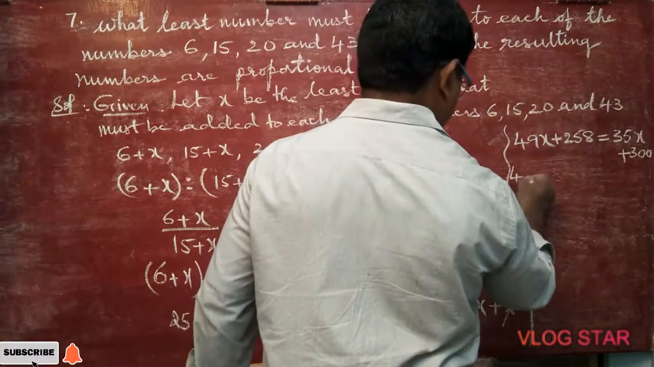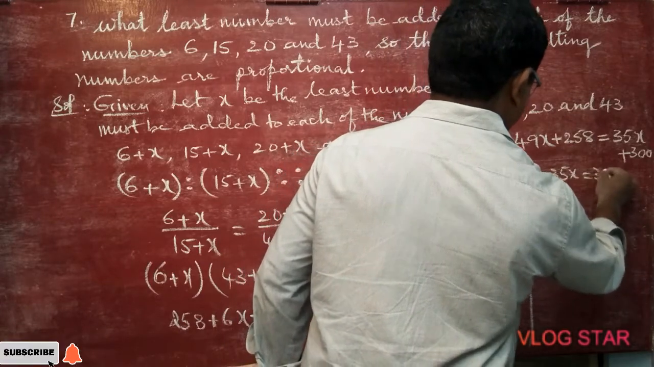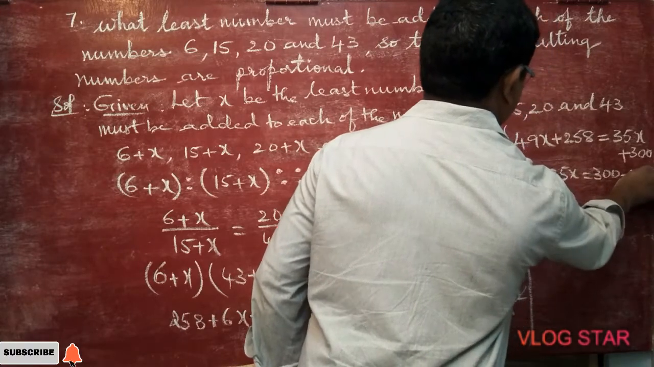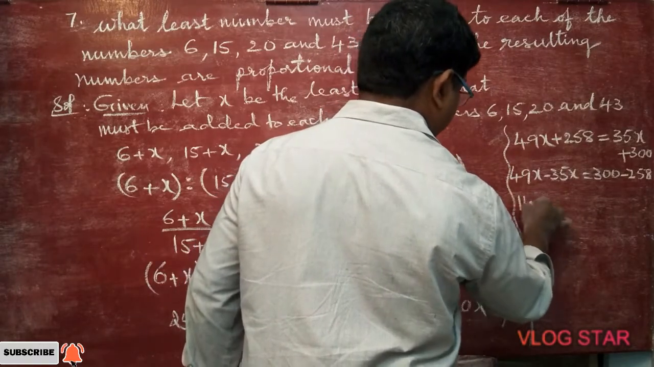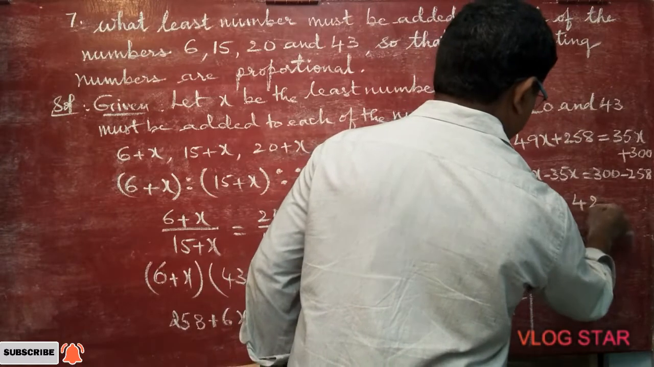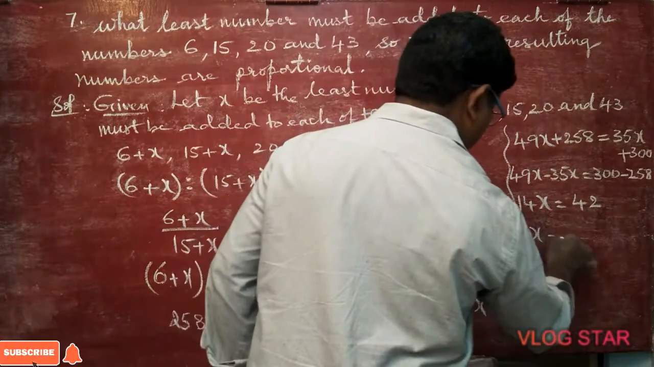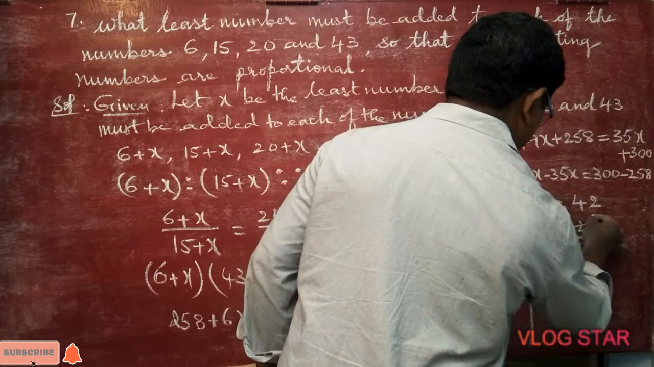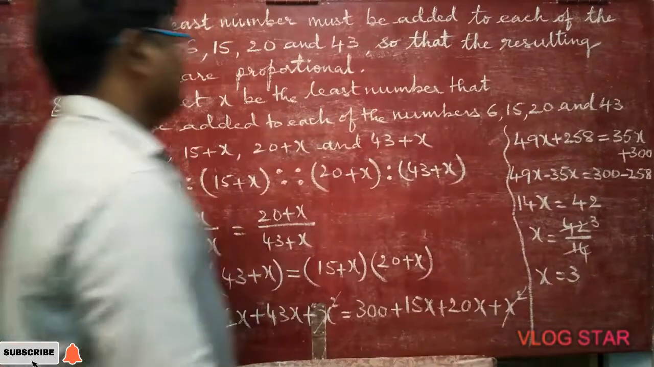Now 49x minus 35x is equal to 300 minus 258. Subtract. Now here 14x will come. 14x is equal to 42. x is equal to 42 by 14. 14 goes 3 times. So x is equal to 3.